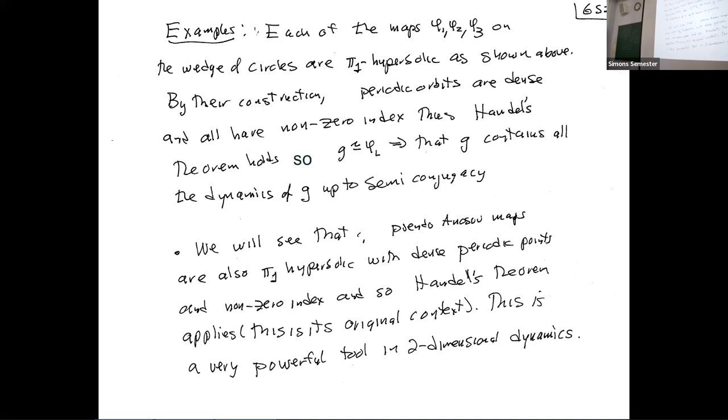And so if we homotope one of these maps, any of them, no matter how they act on homology, then the dynamics persist up to semiconjugacy, right? There's this compact invariant set for the new map, which carries all the dynamics, all right? And as I said here, for pseudo-Anosov maps, they're Pyro and hyperbolic, same story. And in fact, this is the origin of this theorem, and it's very powerful in two-dimensional dynamics.